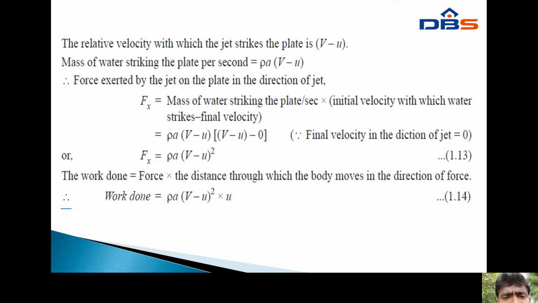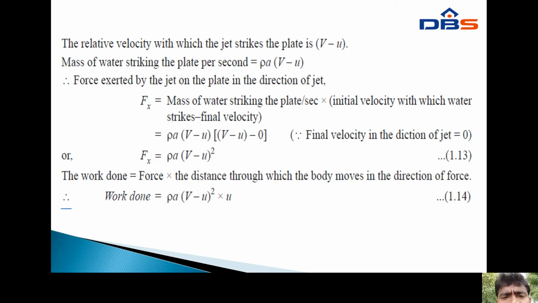The mass of water striking the plate per second equals rho A V. In this equation, V means the initial velocity of the jet, and relative to the plate it is V minus U, so the mass striking per second is rho A (V minus U). Next, the force exerted by the jet on the plate in the direction of the jet.